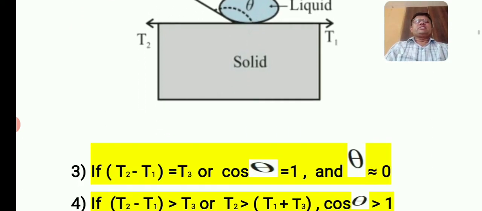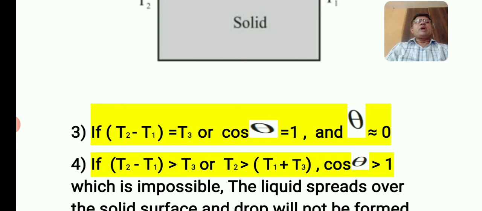Now in the third case, if T2 minus T1 is equal to T3, that means cos theta is equal to (T2 minus T1) upon T3. Therefore numerator and denominator are the same. That's why cos theta is equal to 1. And we know that if cos theta is equal to 1, then the value of theta is equal to 0. For this case, theta is nearly equal to 0. That means the angle of contact is nearly equal to 0.